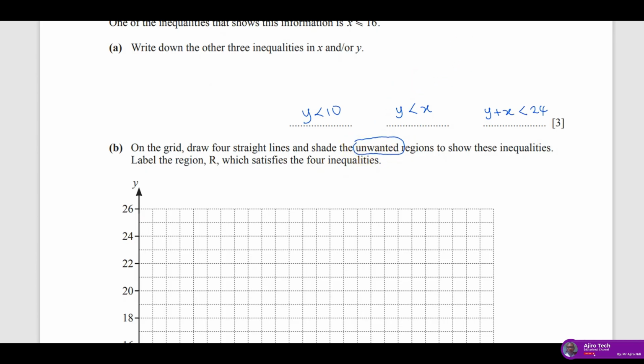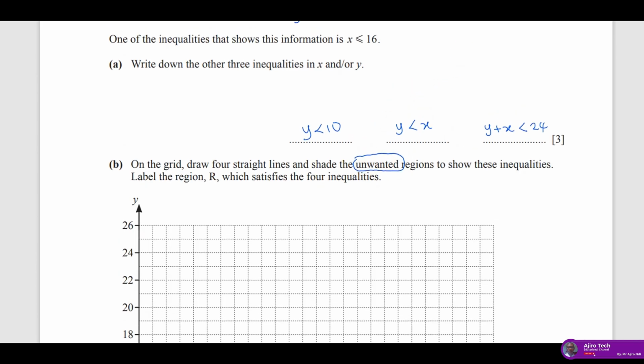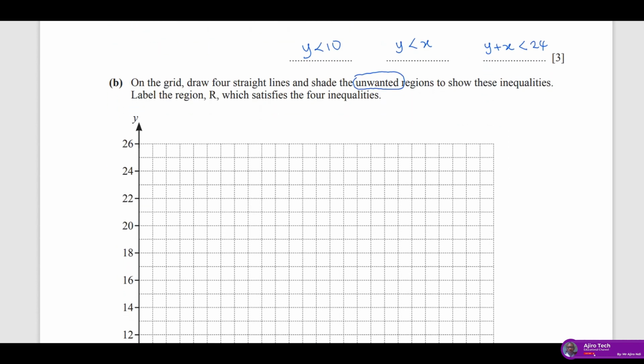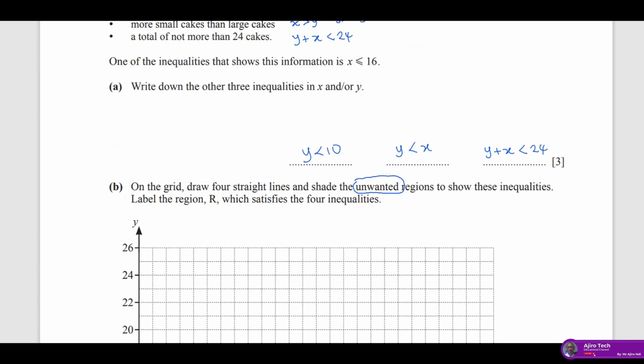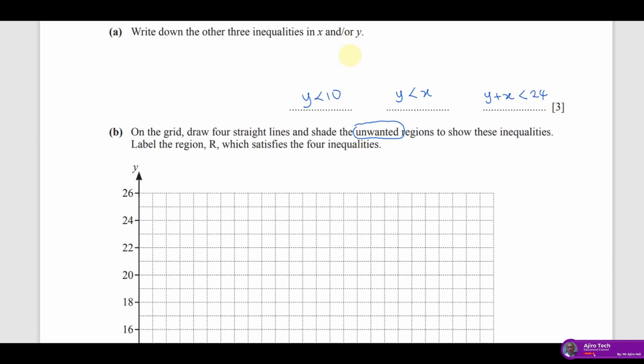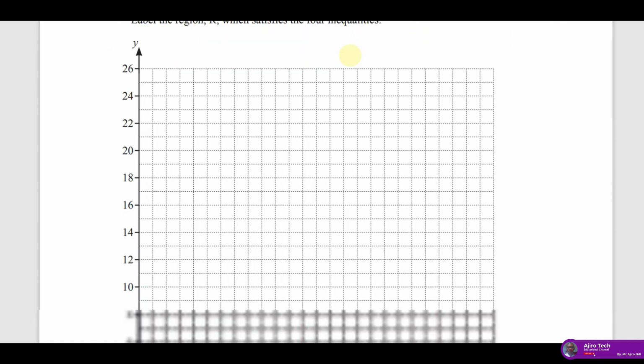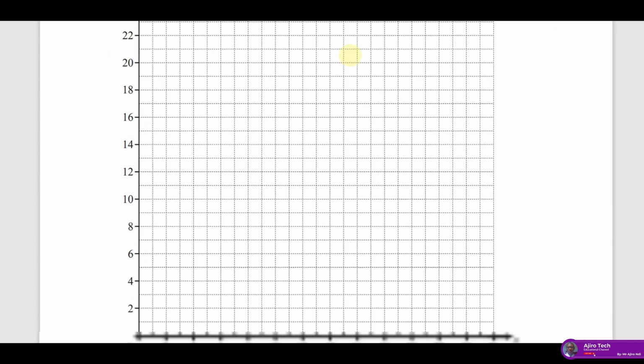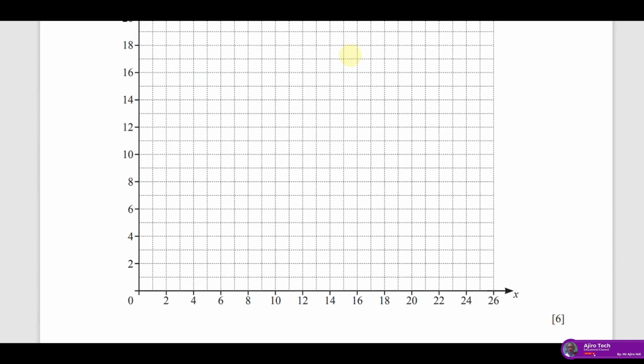So start with the first one given: x is less than or equal to 16. Now, since there is only x in this equation, there is no y, we go to the x-axis and draw a line that can only pass through x. A line that can only pass through x is a vertical line. So we're going to draw a line here. It is a double inequality, x less than or equal to 16, so to be a straight line, we have a line going up like this.